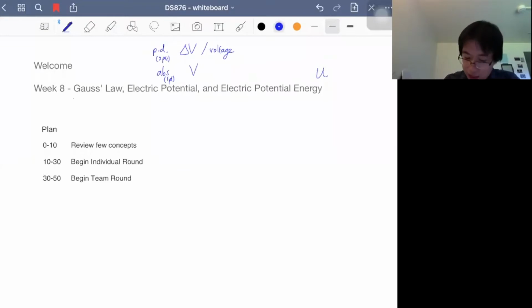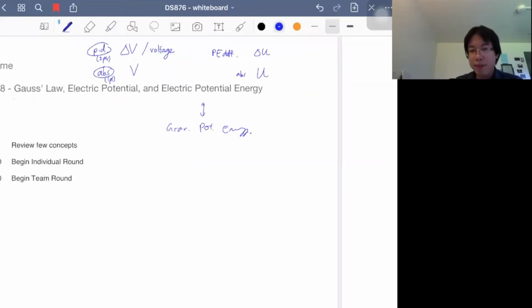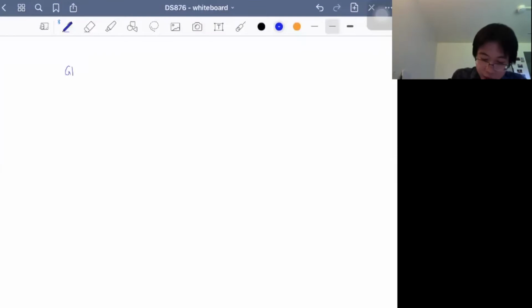So make sure you understand the difference between this and potential energy. Again, you can have the absolute energy or a difference in the potential energy. So this is the potential energy difference. Let me talk about potential energy first, because a very similar concept is gravitational potential energy. You are semi-familiar with that because at least you're familiar with gravitational potential energy on Earth.